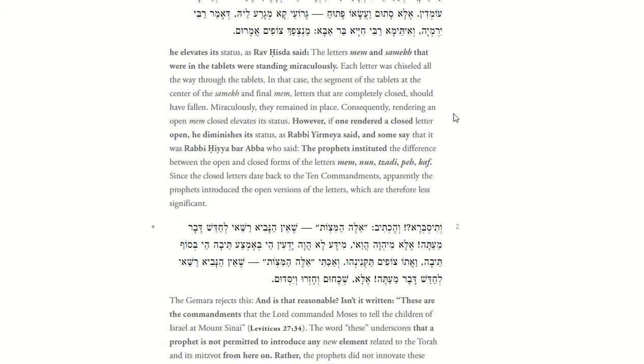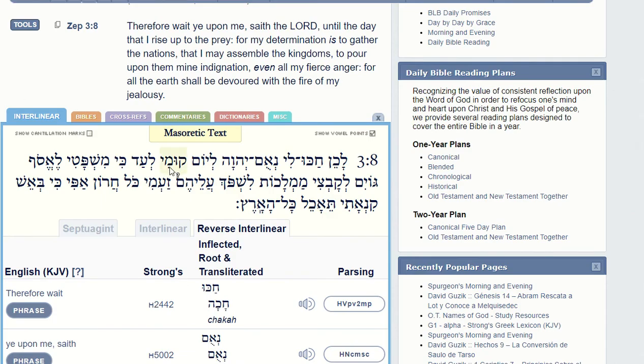Consequently, rendering an open mem closed elevates its status. So that's interesting. We can stop there for a second just to see what they're saying. So rendering an open mem closed. If you were to write this word accidentally with a closed mem, you've actually kind of given a weird honor to the letter. Not to say that you should do that intentionally, that's not a good idea, but if you stick a final mem in the middle of a word, it doesn't negate the word.